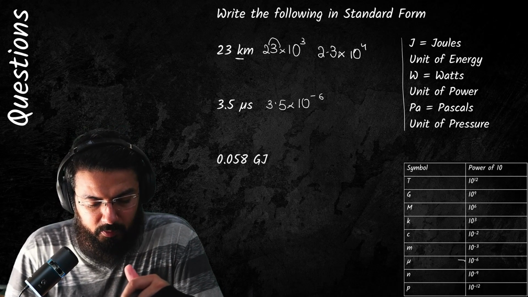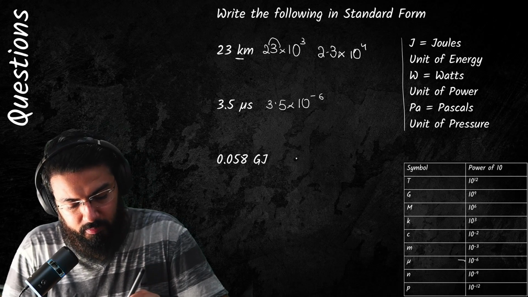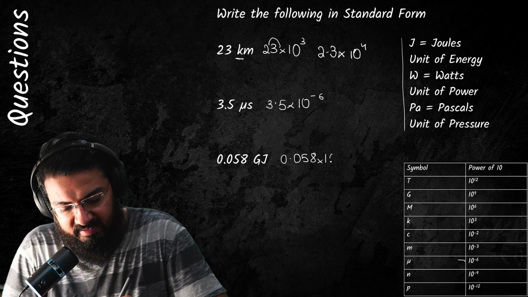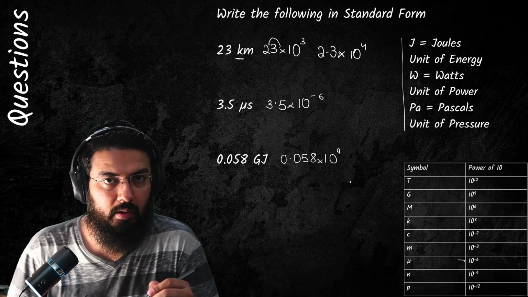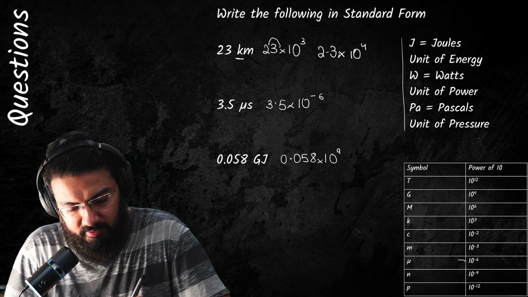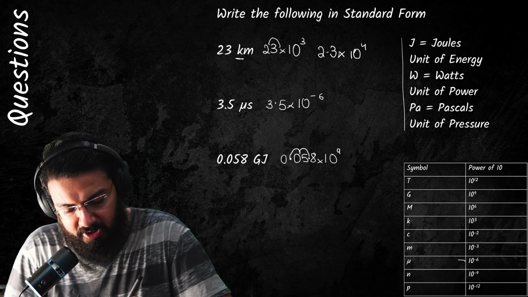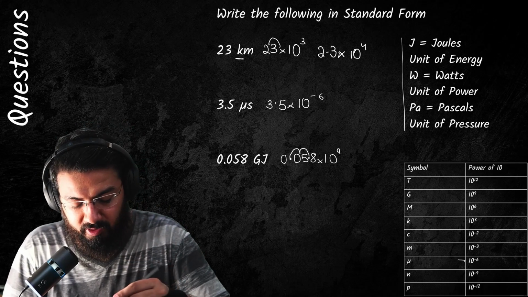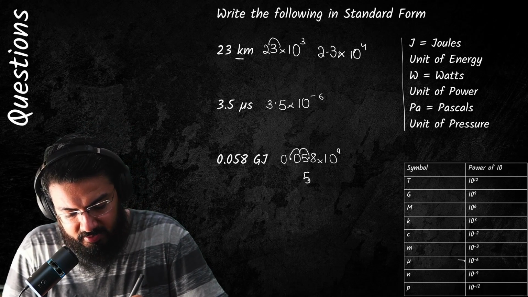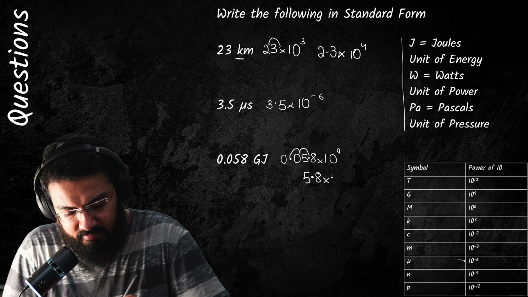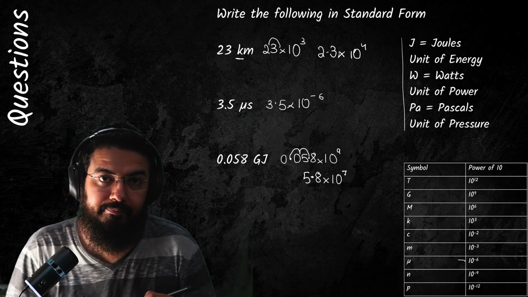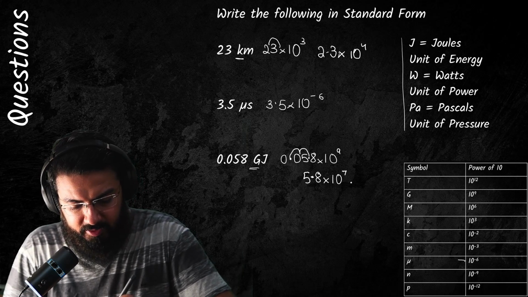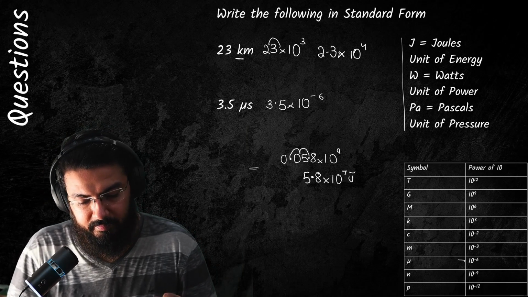Then you've got 0.058 gigajoules, which is 0.058 times giga, 10 raised power 9. All right, to convert this to standard form, I'm going to move the decimal place 2 units to the right. And moving to the right means I'm going to subtract 2 from the power of 10. So this right here is going to become 5.8 times 10 raised power 7. All right. And of course, I'm going to remove the prefix. So you're just left with the unit joules.